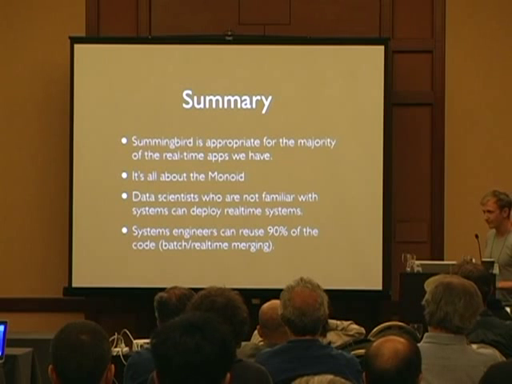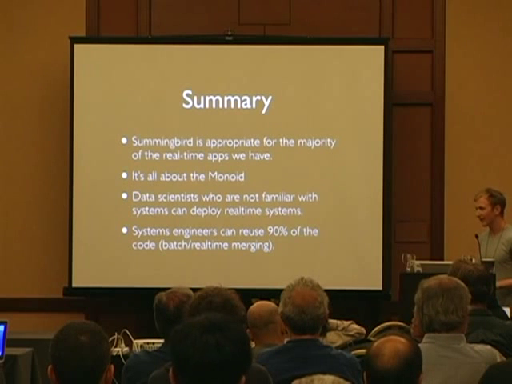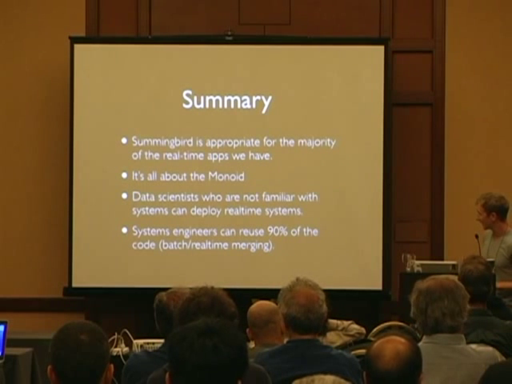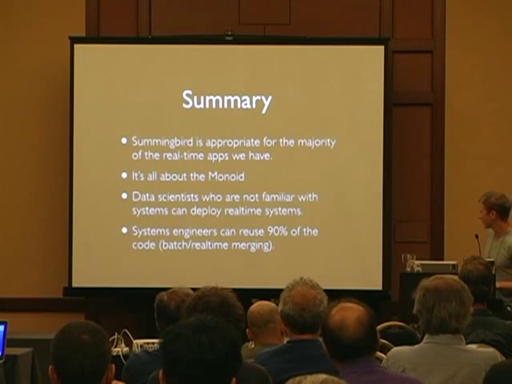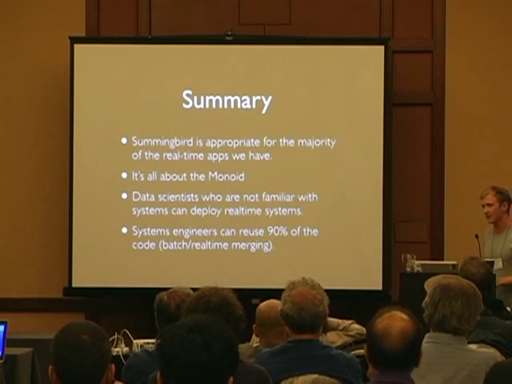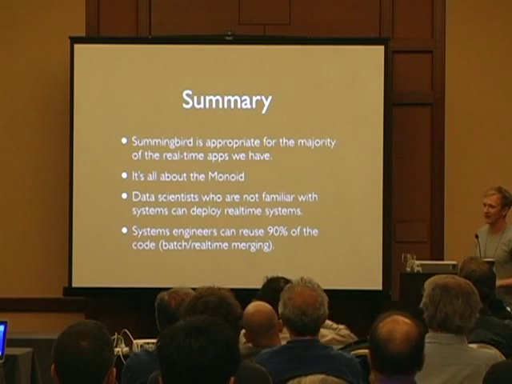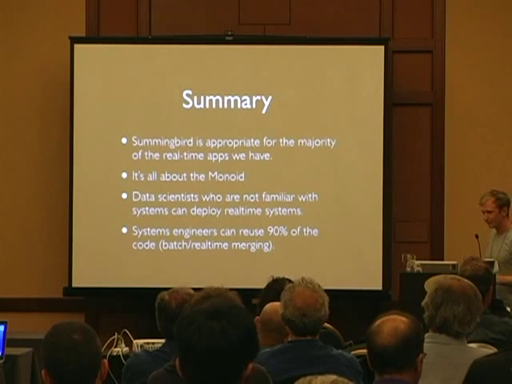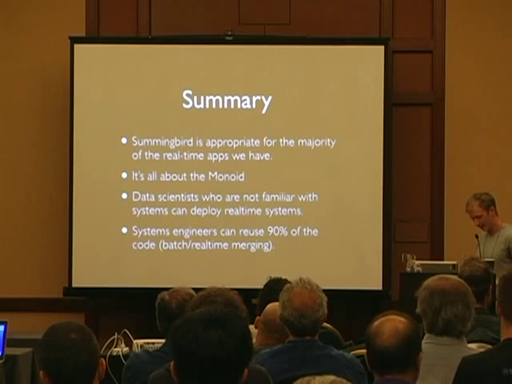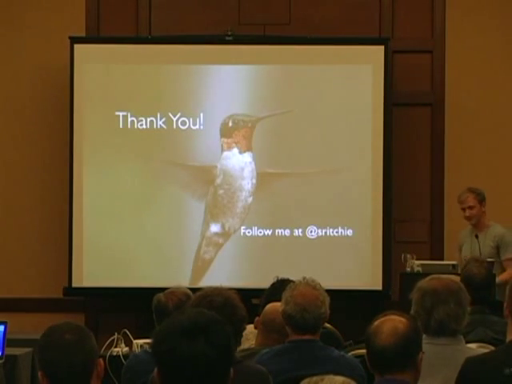It's all about the monoid, especially if you're working in untyped languages and you're a little nervous about whether this will work. It does. I've done a lot of this in Clojure. It's badass, except the constraints. Data scientists who aren't familiar with this stuff can deploy real-time systems. Not to rag on data scientists, but it's really nice to not have to worry about getting into a mire of systems decisions. And we can reuse a lot of code. Anyway, that's what I got.